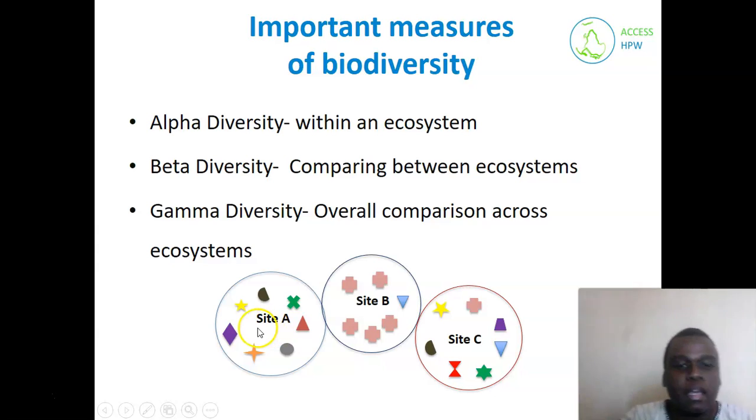So these are different ecosystems. In site A, the alpha diversity will be 7 because there are 7 different species. In site B, the alpha diversity will be 2 because there are 2 different species. And in site C, the alpha diversity will be 7 because there are 7 species. So when we look at gamma diversity, which is the overall comparison across ecosystems, the gamma diversity will be 13 because we have 13 species across all these ecosystems.